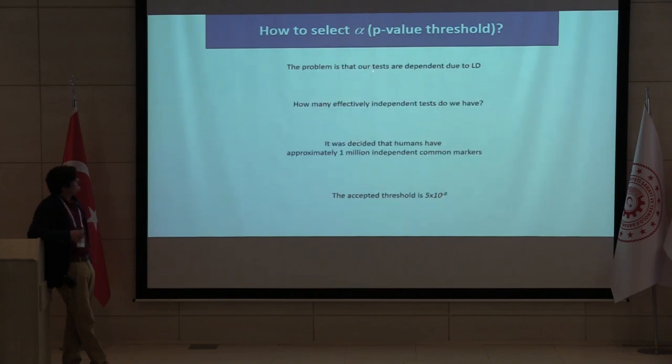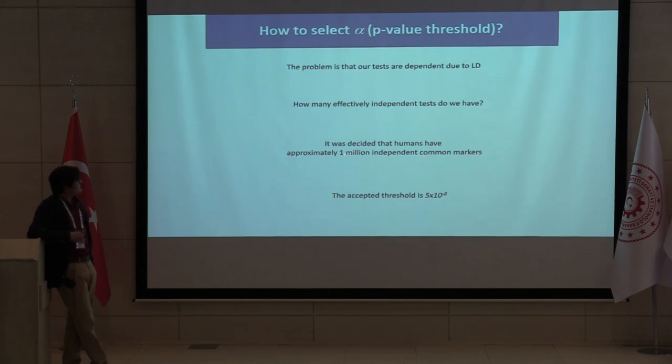And the problem is that the tests depend on LD. So Bonferroni is the wrong idea. What the community did is determine that there is an effective number of independent tests. And in the human genome, this is very specific for human, right? It's the size of human genetic variation. Only common variation. For rare variation, it's a different threshold because this logic doesn't work anymore.